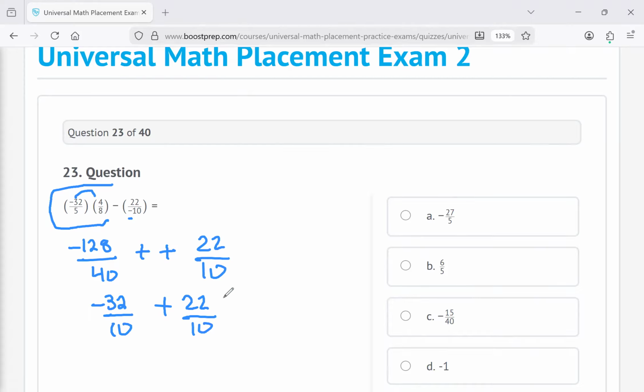Okay, good. I'm glad I reduced it because now if you look at the bottom, we have a 10 and 10. That's our common denominator. And then just add up the numbers. So what's negative 32 plus 22? Negative 10. And then what's negative 10 divided by 10? So that would be letter D.